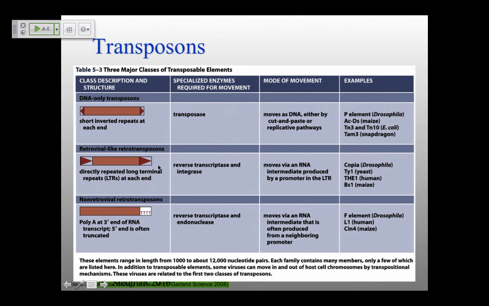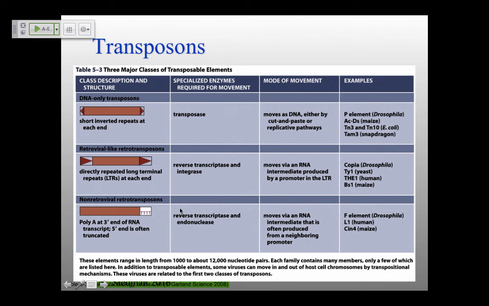On the other hand, the retroviral-like retrotransposons have all kinds of really cool characteristics, but you can tell that they are retroviral-like retrotransposons because they have what are called direct repeats at either end. A direct repeat just means that it's the same sequence in the same orientation, 5' to 3', on the outside of your transposon. So inverted repeats, it's a DNA-only transposon. Direct repeats, they're retroviral-like retrotransposons.